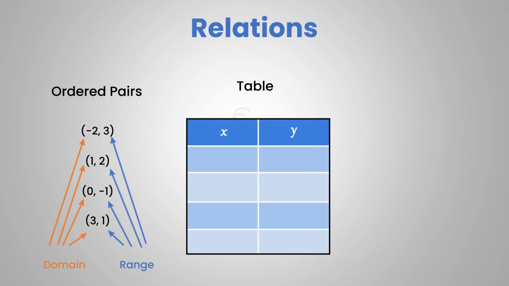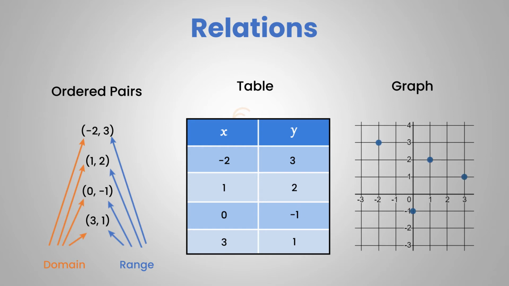Here is the same set of ordered pairs shown in a table, with x values and y values: (-2, 3), (1, 2), (0, -1), and (3, 1). And if we graph the ordered pairs, the graph of that relation would look like this.